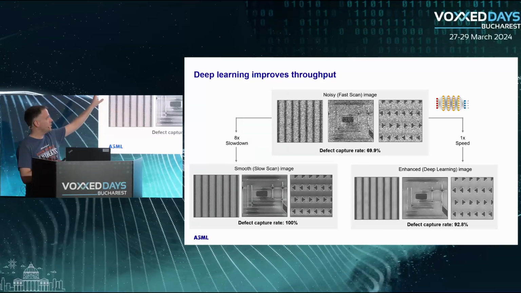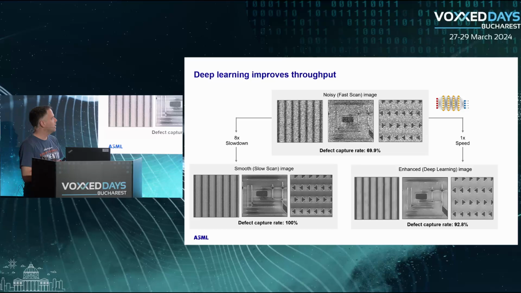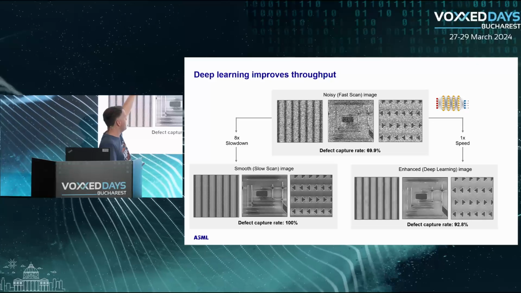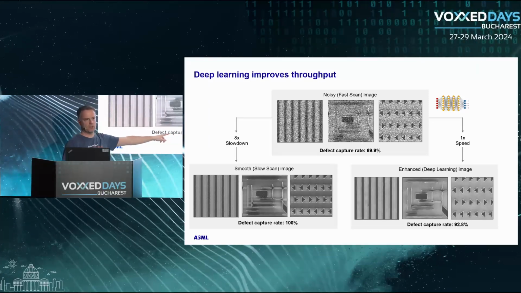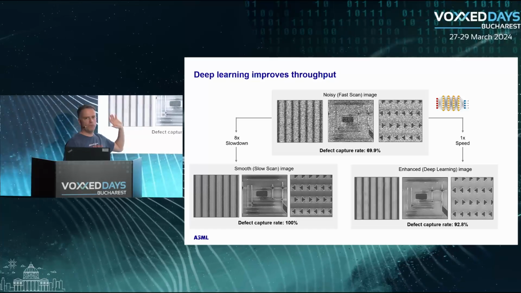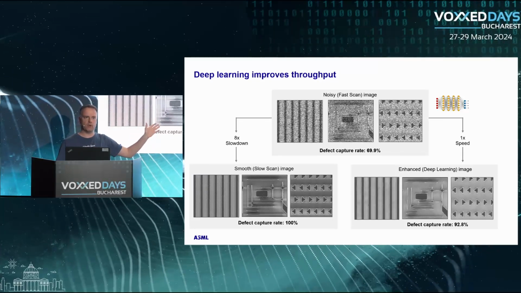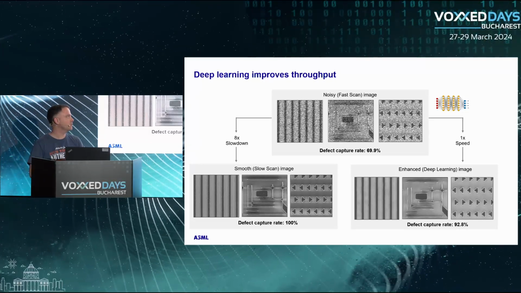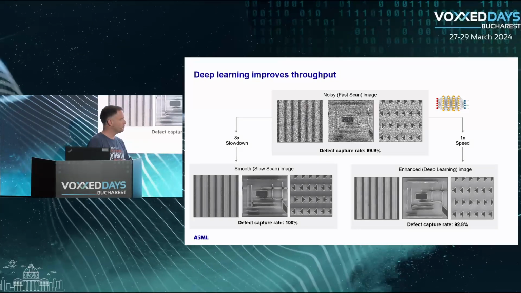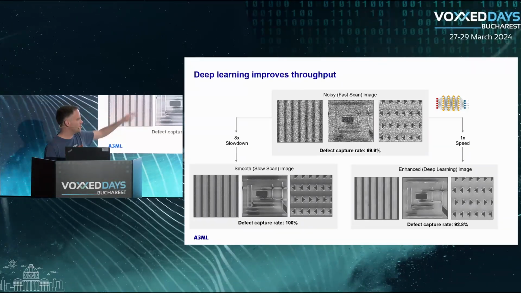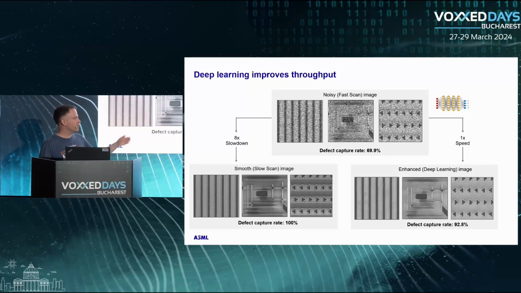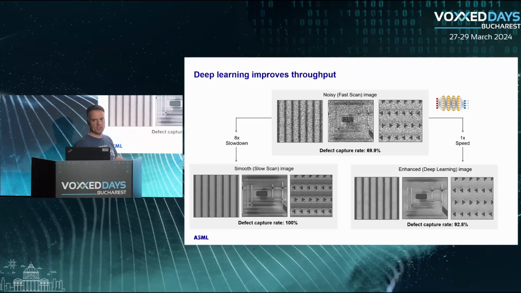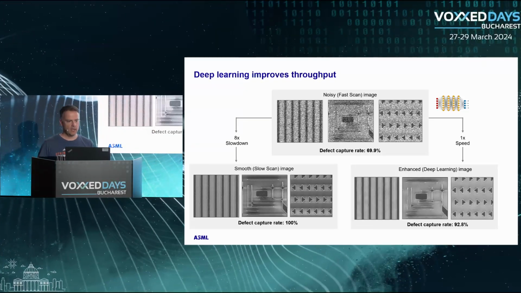So at the top, you see a fast scan, and it captured almost 70% of the issues. If we slow that scan down by 8 times, we capture 100% of the defects. But that probably means we also need to scan 8 times fewer wafers, because we don't want it to become a bottleneck. And then we might miss stuff again, which is also not really desirable. So my colleagues actually used deep learning to improve these images. And with that, they could capture almost 93% of the defects, while still being like 8 times as fast as this one. So that's, I think, a nice improvement based on AI, deep learning.